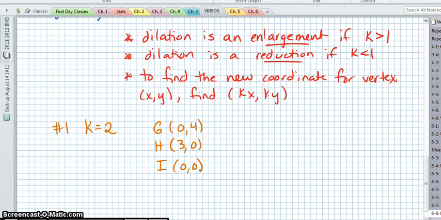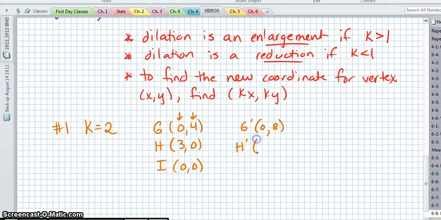So if we are multiplying each of these coordinates by the scale factor of 2, we are definitely going to be creating an enlarged triangle here. And when we write our new coordinates, I'm going to use these little symbols called the prime symbols. So G prime, when I multiply 0 by 2, I get 0. 4 times 2 is 8. So G prime, my new point, is going to be 0, 8.